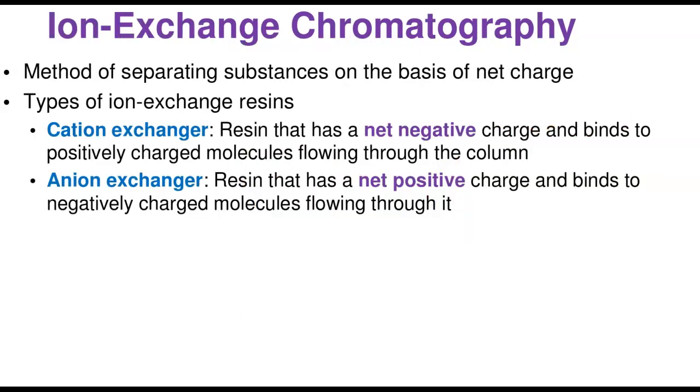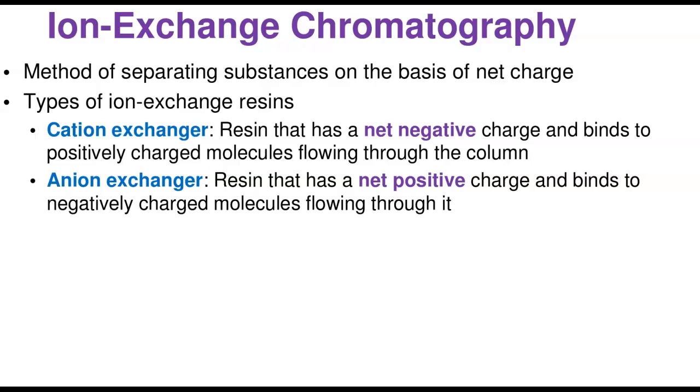Next, the ion exchange chromatography. This is a method of separating substances on the basis of their net charge. Now, in this case, we are looking at the overall charge. Remember, when we talked about proteins and amino acids, there are amino acids that are positively charged. A good example is lysine. A good one that is negatively charged is what? Aspartate and glutamic acid.